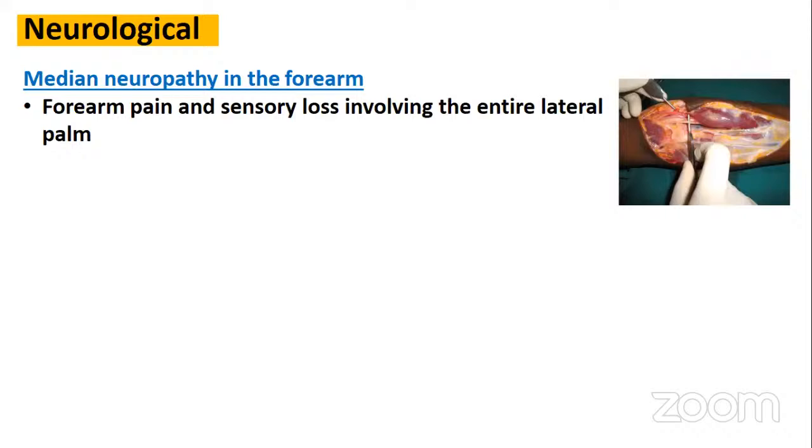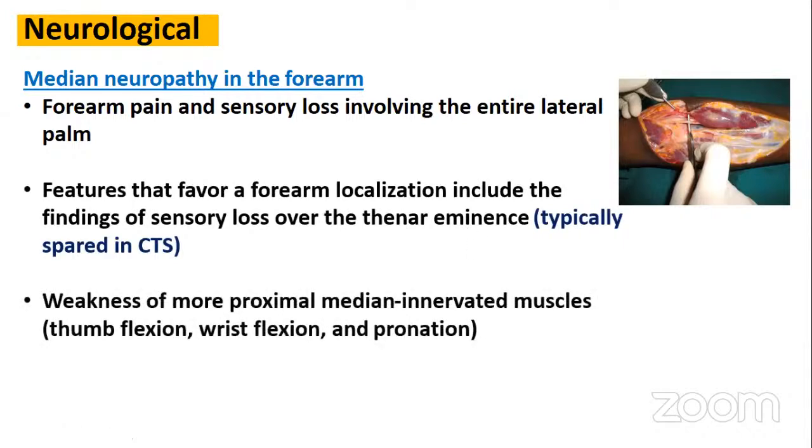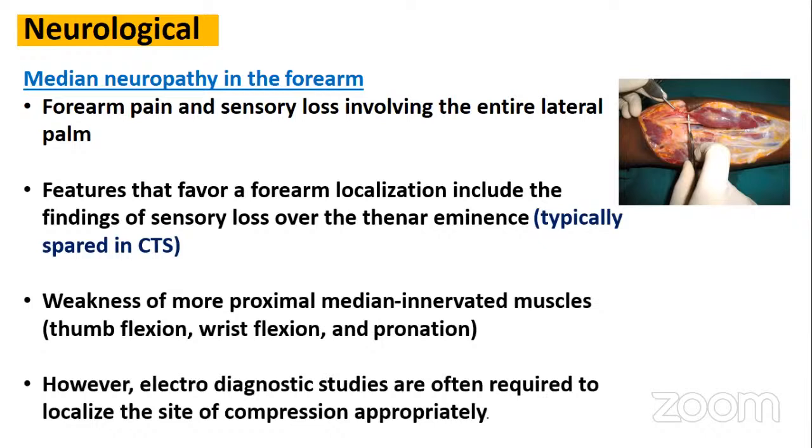The next one is median neuropathy in the forearm. It's the proximal compression, which is basically called pronator syndrome. So these patients do come with forearm pain and sensory loss involving the entire lateral part. Features that favor a forearm localization include sensory loss over the thenar eminence, which is typically spared in CTS. And weakness of more proximally median innervated muscles, thumb flexion from FPL, wrist flexion, pronation, all these proximally innervated muscles are usually weak. But electrodiagnosis is often required to localize the site of compression. So these are the times when NCV becomes so very important for us to know whether it's CTS or something else.